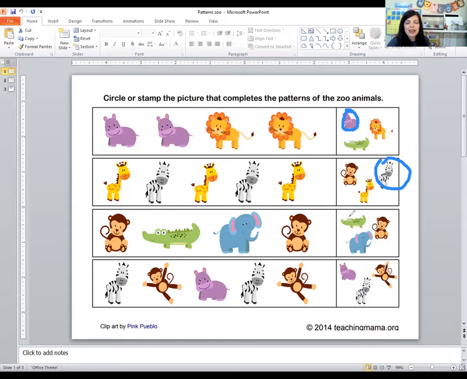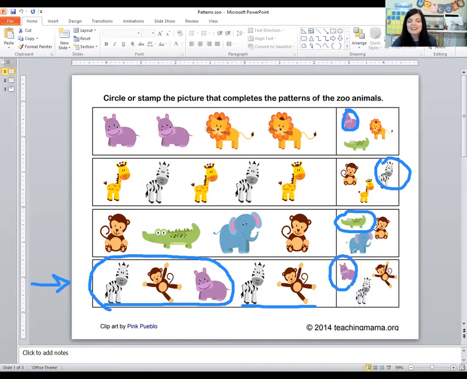The last one has a zebra and a monkey and a hippo. And then it starts back over with the zebra. So here's my pattern. Zebra, monkey, hippo. Zebra, monkey, hippo. Very good with patterns today.